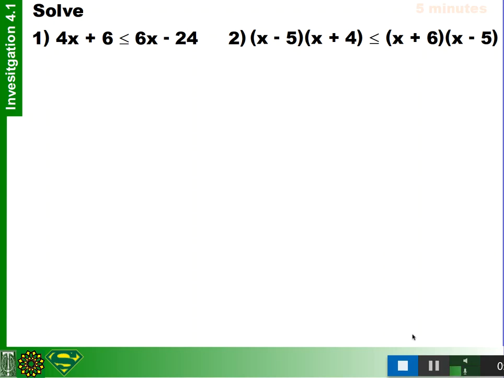Good morning. We're going to take a look today at how to solve an inequality, and we have two different examples here. So we're going to take a look at them really quickly. And the thing we need to remember is that solving an inequality is exactly the same as solving an equation. It's just that if we multiply or divide by a negative number, we have to switch the sign. So here we go.